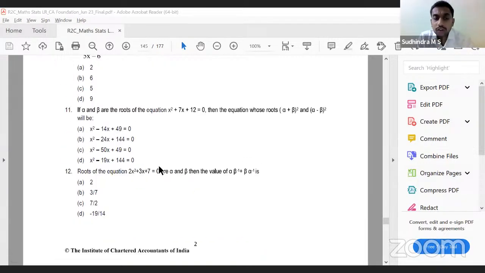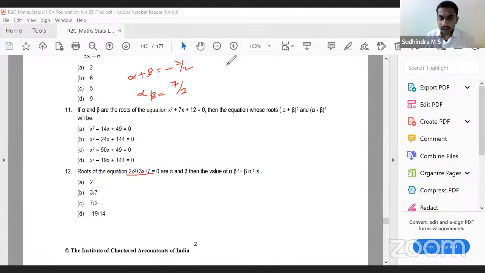Roots of the equation 2x square plus 3x plus 7 equals 0 are alpha and beta. Then the value of alpha into beta to the power of minus 1 plus beta into alpha to the power of minus 1. Option D, minus 19 by 14. Very good. They have given us the equation. So from this, I can calculate alpha plus beta, sum of the roots, minus b by a, minus 3 by 2. Alpha beta, product of the roots, 7 by 2.